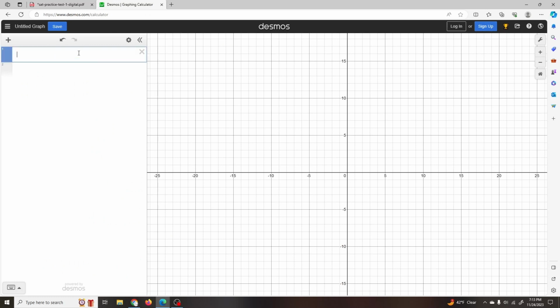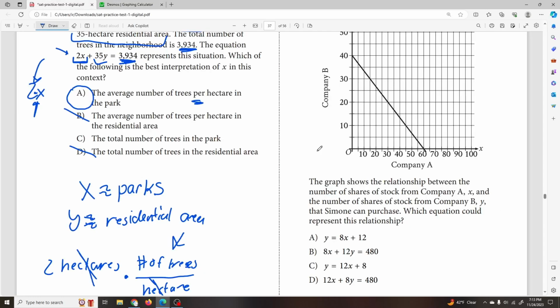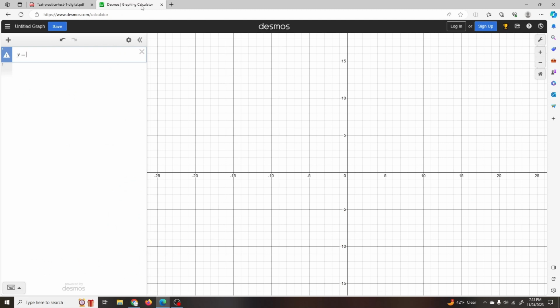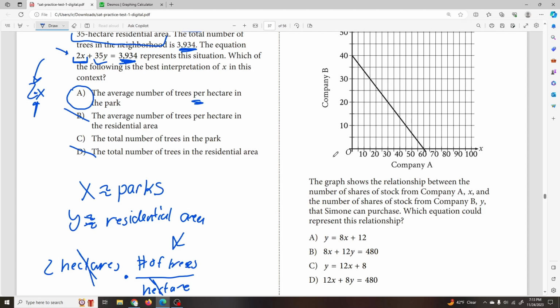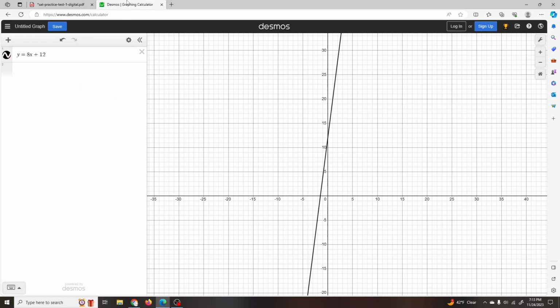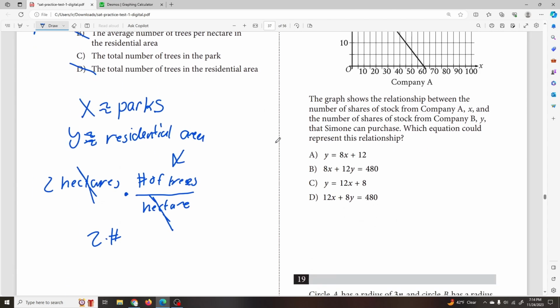Here we have y is equal to 8x plus 12. Does this look anything close to what this graph looks like? No, it's facing the wrong way. So we know that A can't be the right answer. Let's move on to B.